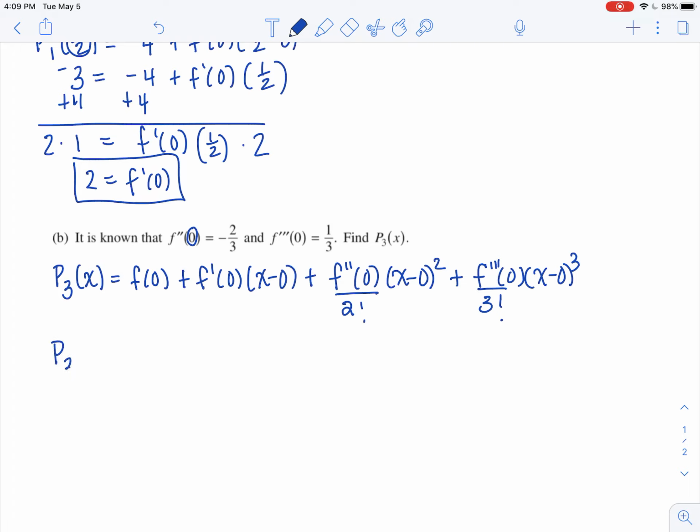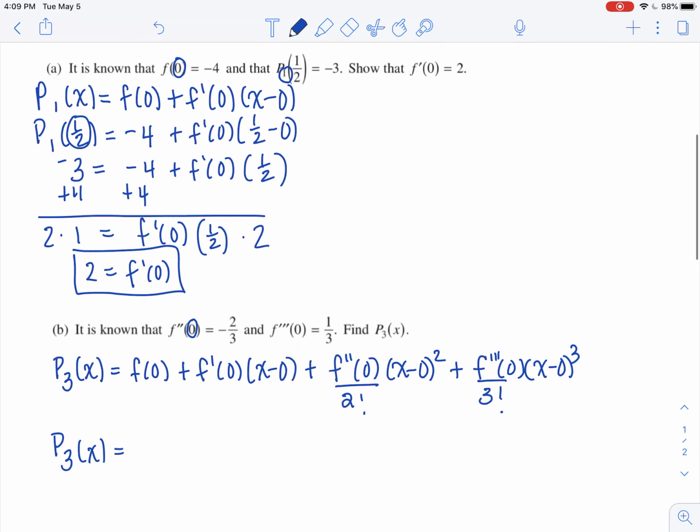So P sub 3 of x. Again, using the previous parts of the problem, f of 0 was equal to negative 4, f prime of 0 was equal to 2. Obviously, x minus 0 is just x, so I'm going to leave that as is. Plus, and remember, you don't need to simplify, f double prime of 0 is negative 2/3 all over 2 factorial times x squared. And then f triple prime of 0 is 1/3 over 3 factorial times x cubed.